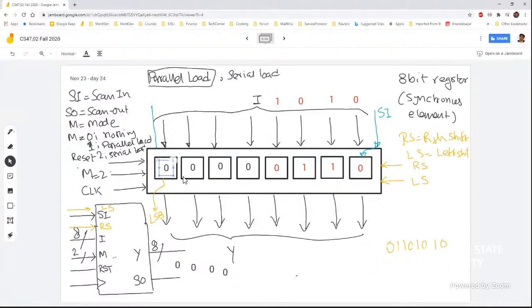In this fashion, this guy will ultimately shift to here, this will shift to here, this will shift to here, and this guy will go in, shift and settle here, then go in, shift and settle down here. So that is the serial load operation. Parallel load, everything is loaded in one shot, one clock cycle. Serial load is loaded bit by bit from one side to another.